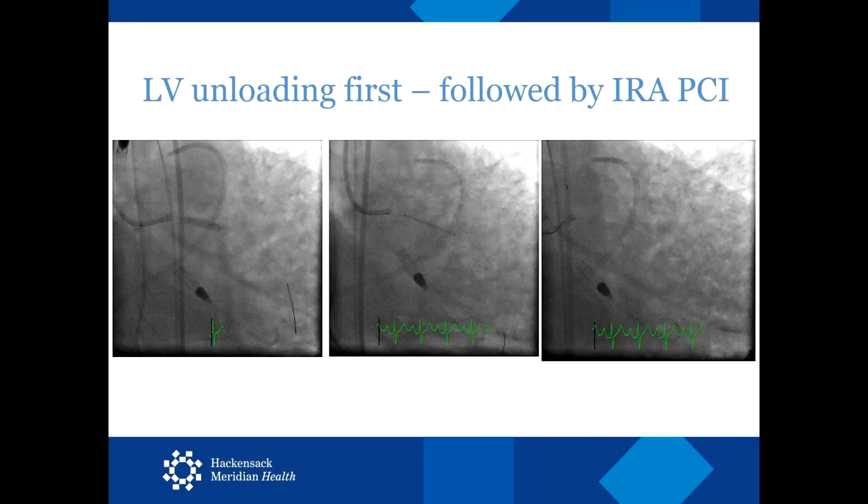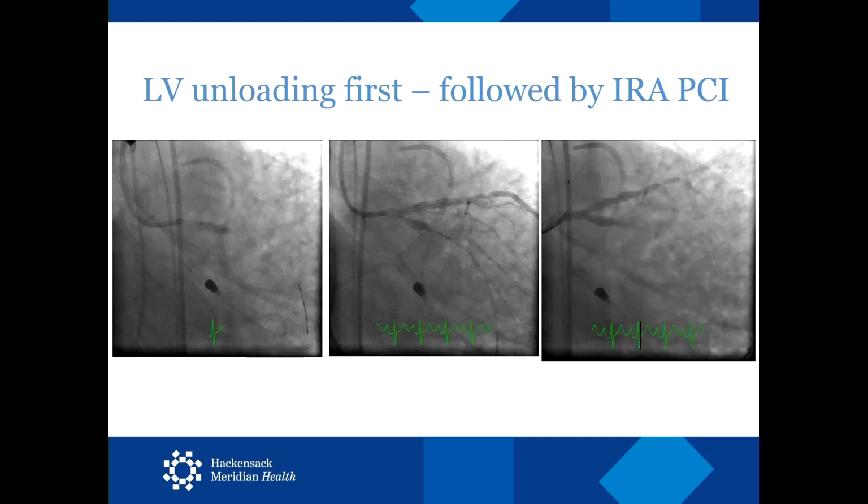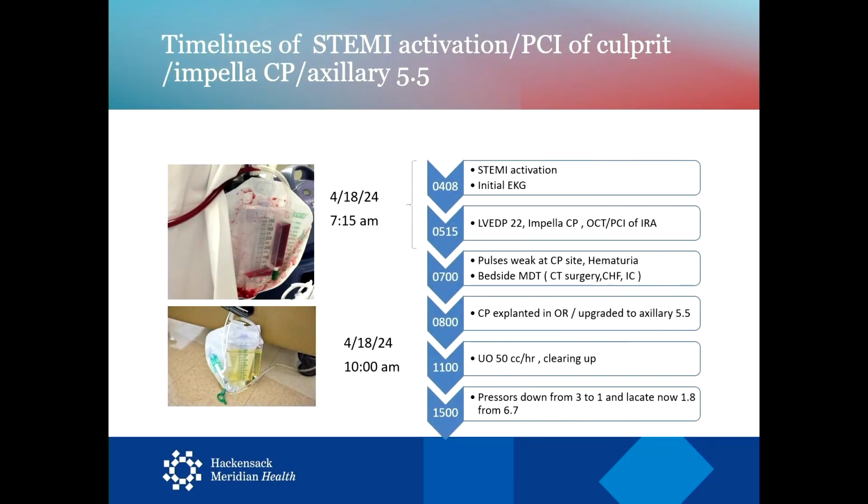So again, we went ahead and unloaded the LV first, and then we did the PCI of the infarct-related artery. And that's where we learned from CULPRIT-SHOCK: just treat the culprit lesion in a state of shock. Now, this complete versus culprit-only PCI is somewhat debatable, and there are two schools of thought. If you look at the literature, some would argue that complete has better outcomes versus culprit only. I don't know if we have a final word on that. So for this case, we just treated the culprit lesion. And now the fun begins.